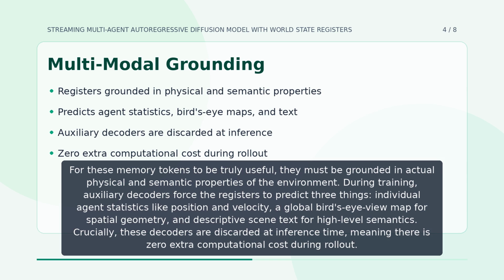For these memory tokens to be truly useful, they must be grounded in actual physical and semantic properties of the environment. During training, auxiliary decoders force the registers to predict three things: individual agent statistics like position and velocity, a global bird's-eye view map for spatial geometry, and descriptive scene text for high-level semantics. Crucially, these decoders are discarded at inference time, meaning there is zero extra computational cost during rollout.